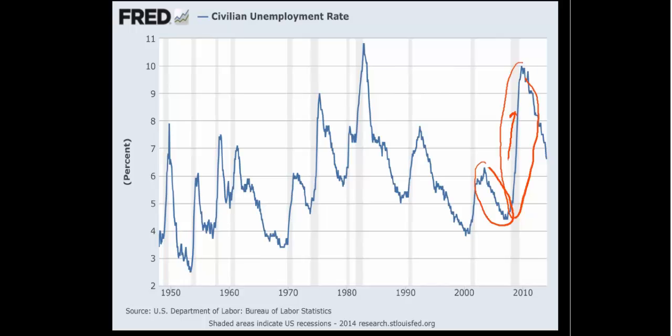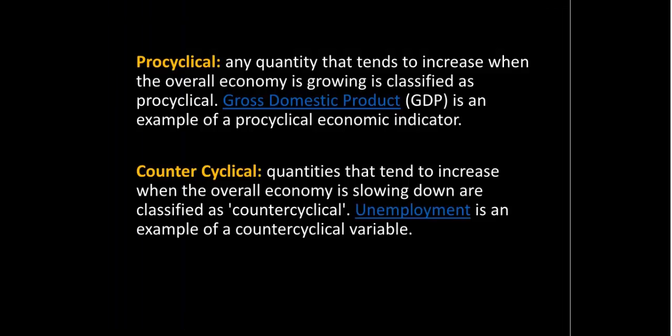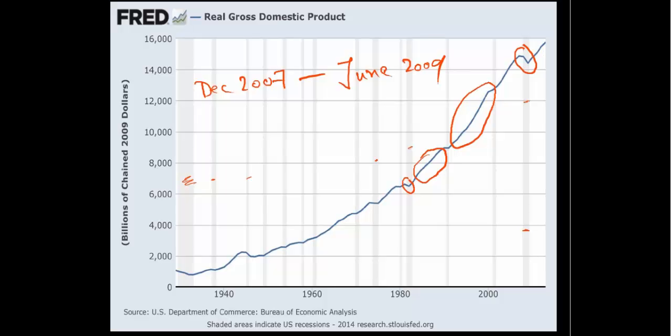Now I would like to spend some time talking about pro-cyclical versus counter-cyclical. Any quantity that tends to increase when the overall economy is growing is classified as pro-cyclical. GDP, or gross domestic product, is an example of a pro-cyclical economic indicator. If we go back to our GDP data, GDP is decreasing during recessions and increasing during expansionary time periods.